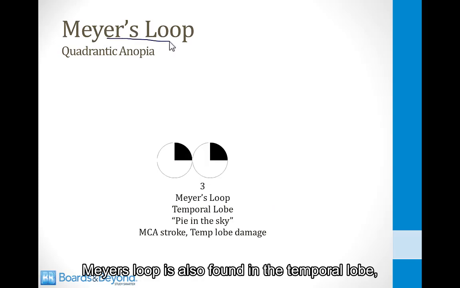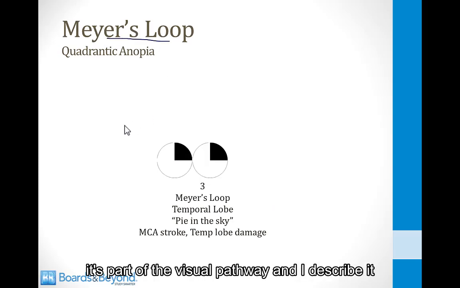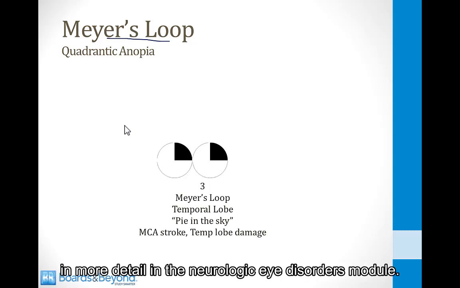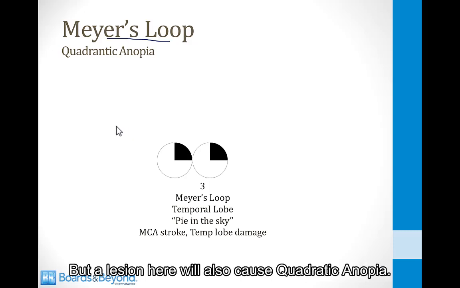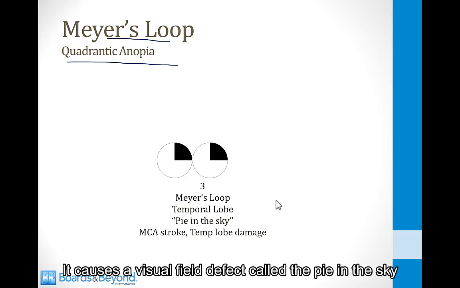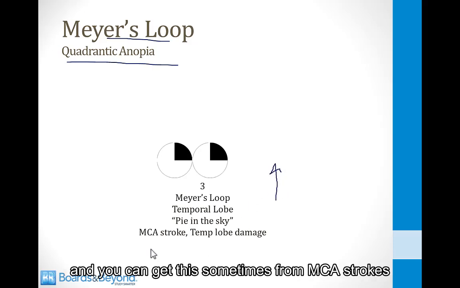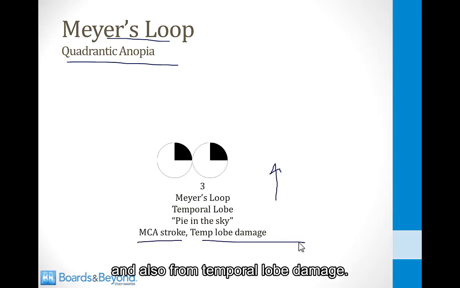Meyer's loop is also found in the temporal lobe. It's part of the visual pathway, and I describe it in more detail in the neurologic eye disorders module. But a lesion here will also cause quadrantic anopia. It causes a visual field defect called the pie in the sky, and you can get this sometimes from MCA strokes and also from temporal lobe damage.